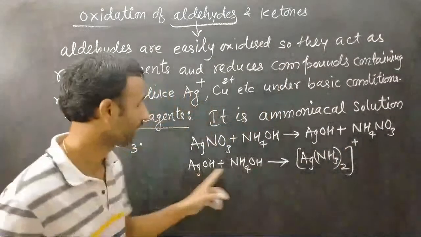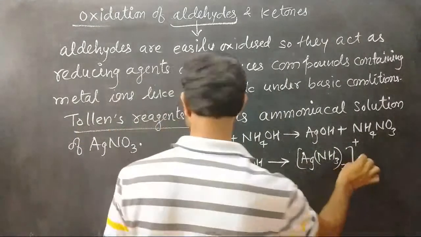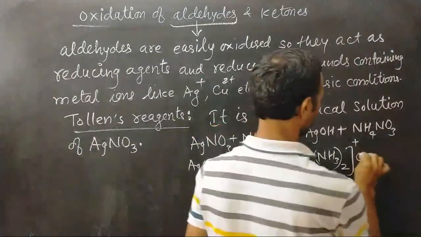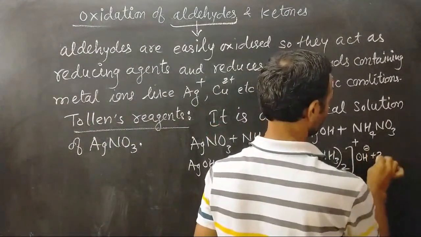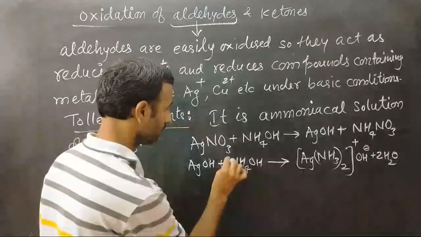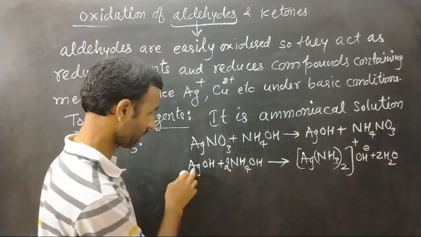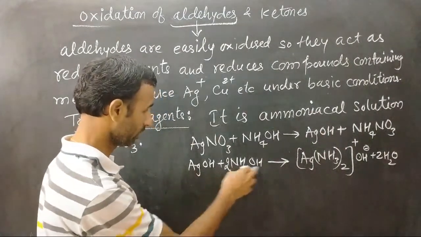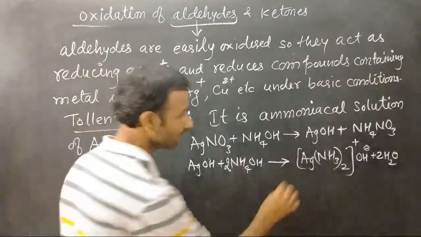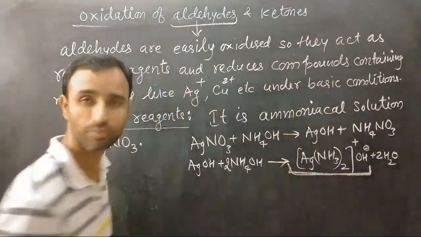Ag(NH3)2 positive and OH negative, along with 2H2O. Just balance it. Now it is balanced, with [Ag(NH3)2]OH twice along with 2H2O. So this is ammoniacal silver nitrate solution.